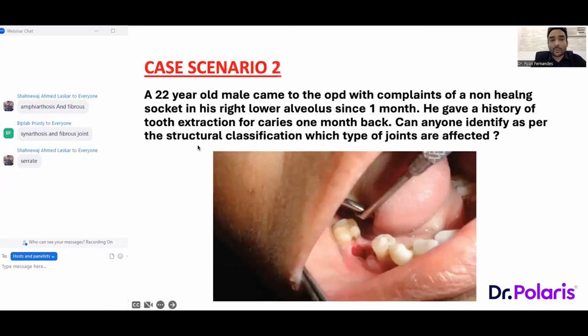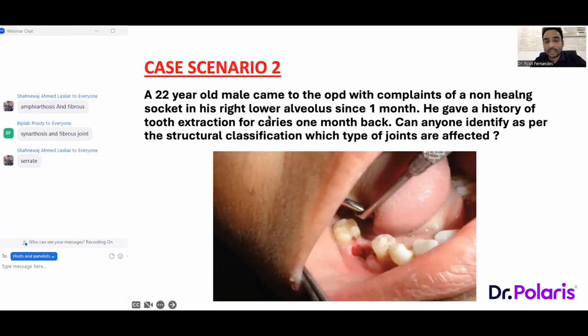We'll go to the next question. A 22-year-old male came to the OPD with complaints of non-healing socket in the right lower alveolus since 1 month. He gave history of tooth extraction for caries 1 month back. Can you identify what structural classification of joint is this?